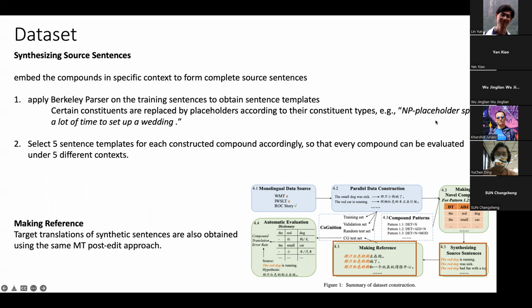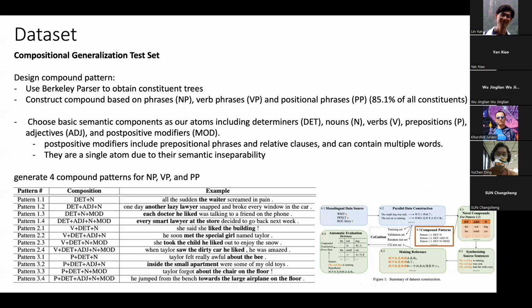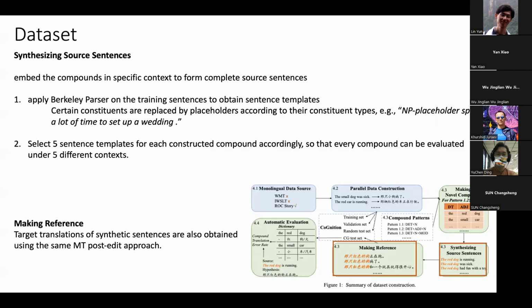Fill in new compounds or new atoms? So the compound is just compound. My question is whether it is atoms. Suppose the compound consists of several atoms, right? The NP placeholder spent a lot of time to set up weddings. Suppose this is a compound, we're able to divide it into several atoms. So we just need to change the atoms, and the pattern will still be preserved. But the old compounds will be gone. We will have new compounds.